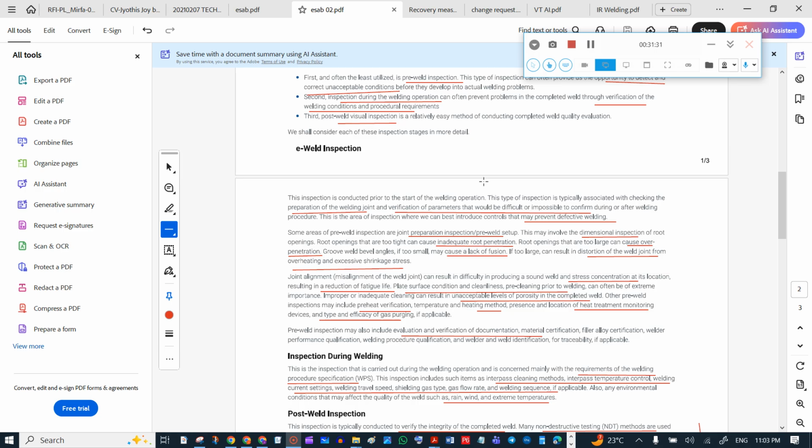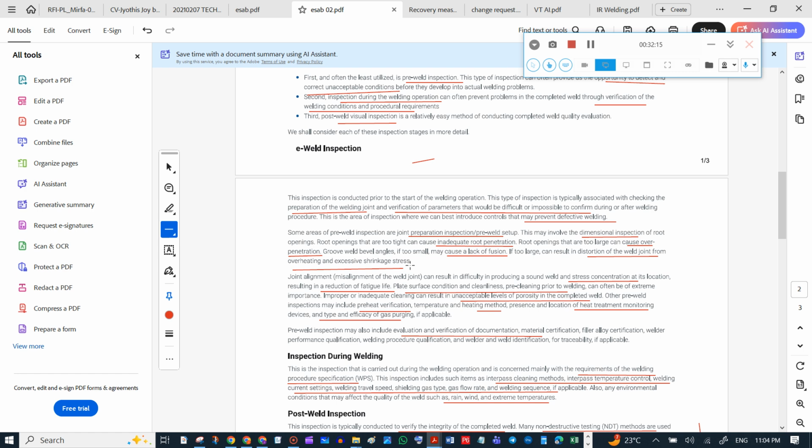Prior to the welding, we are verifying the pre-weld setup. It involves a dimensional inspection of the root openings. If the root openings are too tight, what will happen? It may cause inadequate root penetration. If the root openings are too large, it can cause over penetration. The groove weld bevel angles, if too small, can cause a lack of fusion. If too large, they can cause a distortion of the weld joint from overheating and excessive shrinkage stresses.